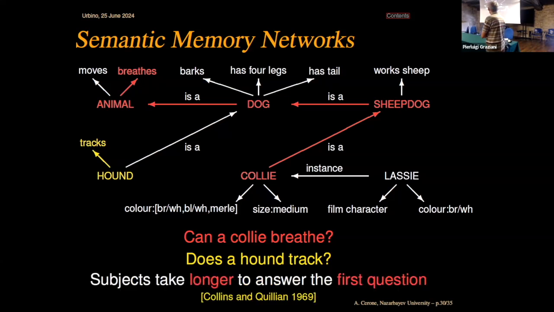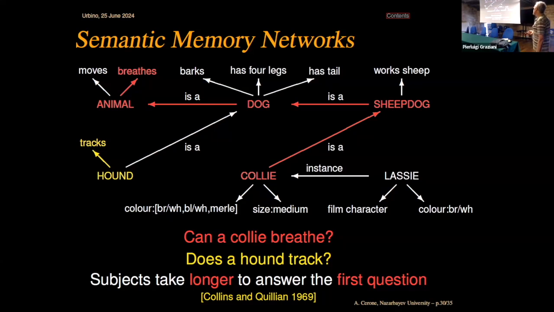Okay. So what happened in this experiment in 1969 is that subjects take longer to answer the first question with respect to the second one. So this was evidence that there is some kind of semantic network. Of course, there are other factors affecting it, so it's not necessarily just that factor. There were some anomalies, some obvious, some others still under investigation.